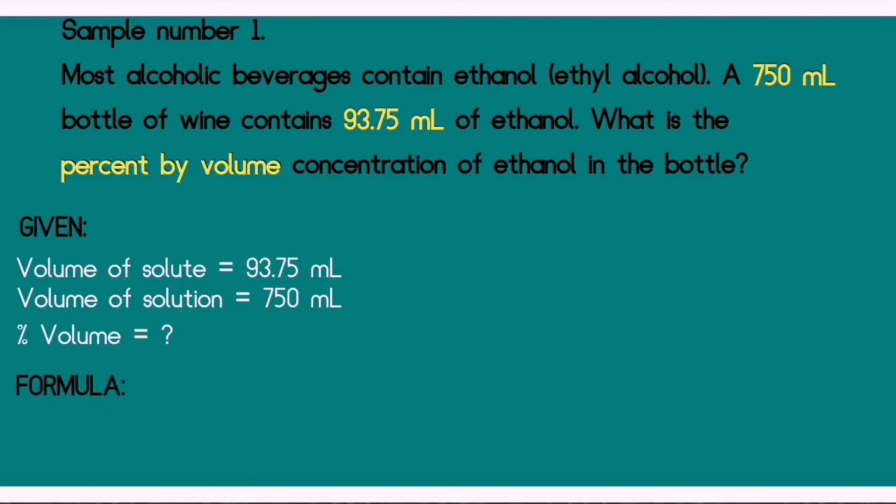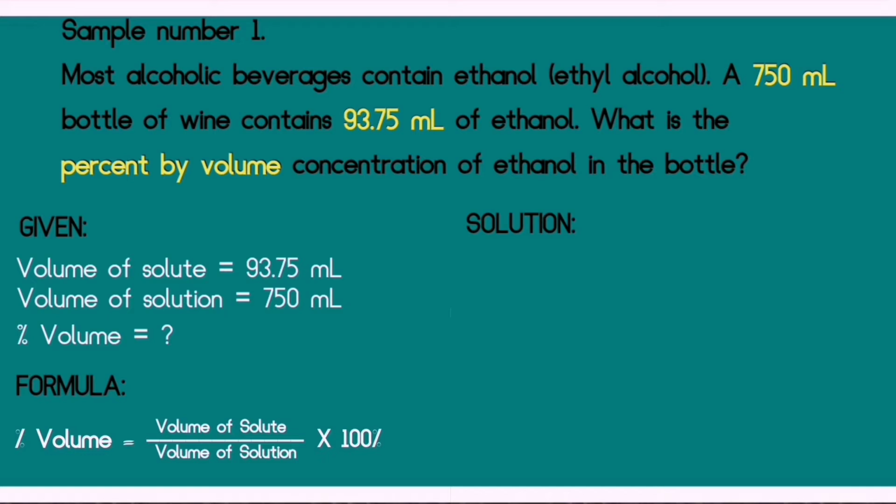Next is write the formula. Percent by volume is equals to volume of solute divided by volume of solution times 100%. Then substitute the values. Percent by volume equals the volume of solute, which is 93.75 ml, divided by the volume of solution, which is 750 ml, and multiply to 100%. And cancel the same units.